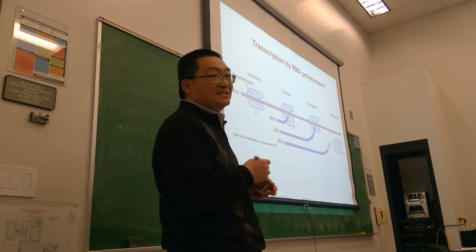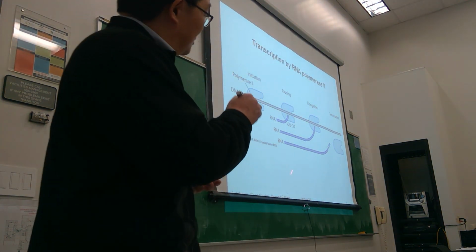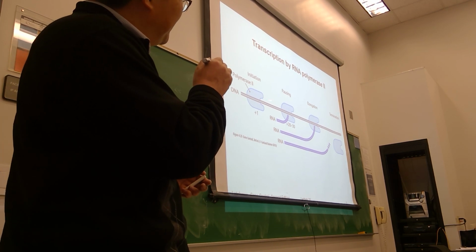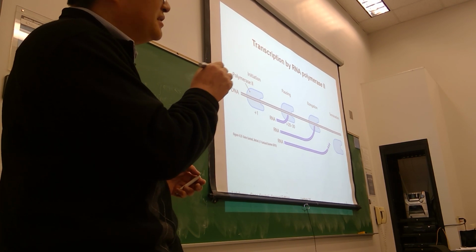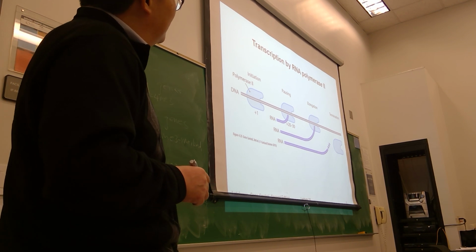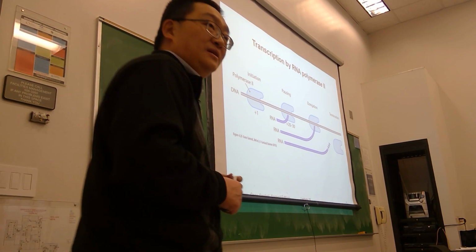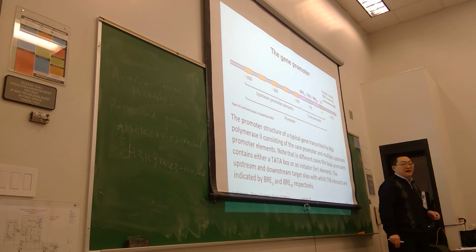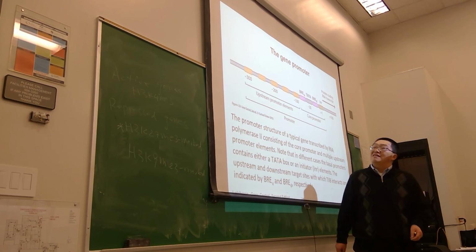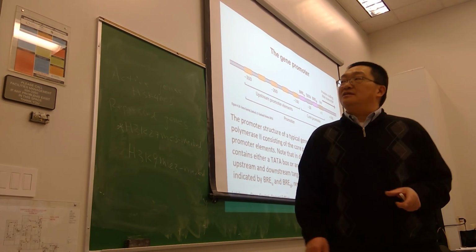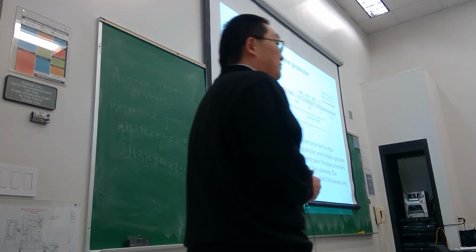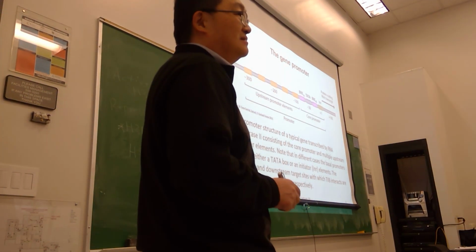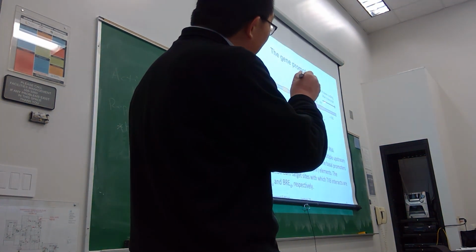So basically, in terms of the transcription process, you can divide it into 4 steps, right? You have initiation, pulsing, elongation, and termination. How does initiation start? The initiation is determined by a specific DNA sequence called the promoter. So, the gene promoter. It's a specific DNA sequence.